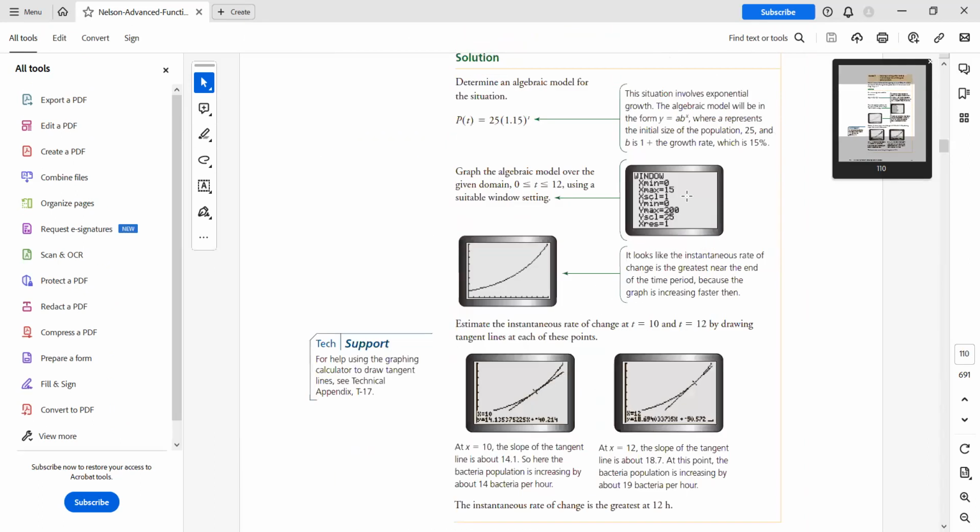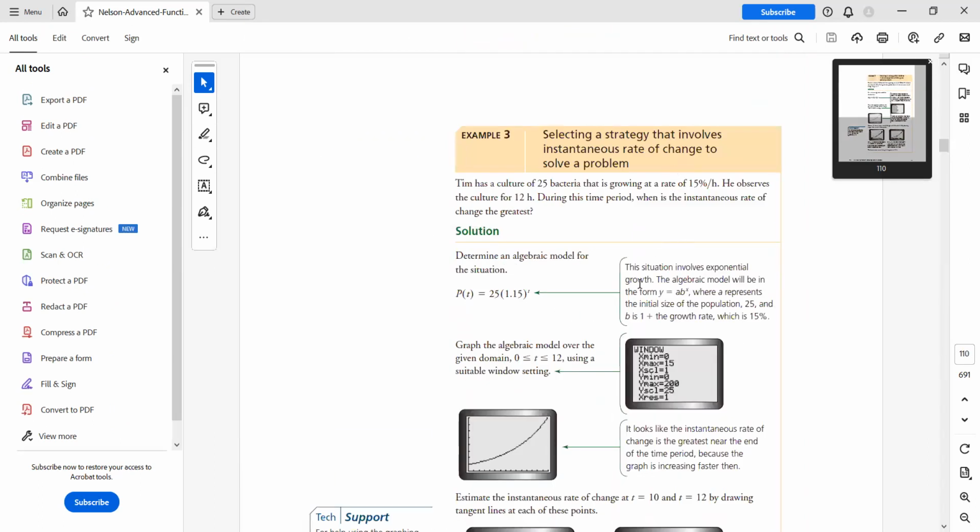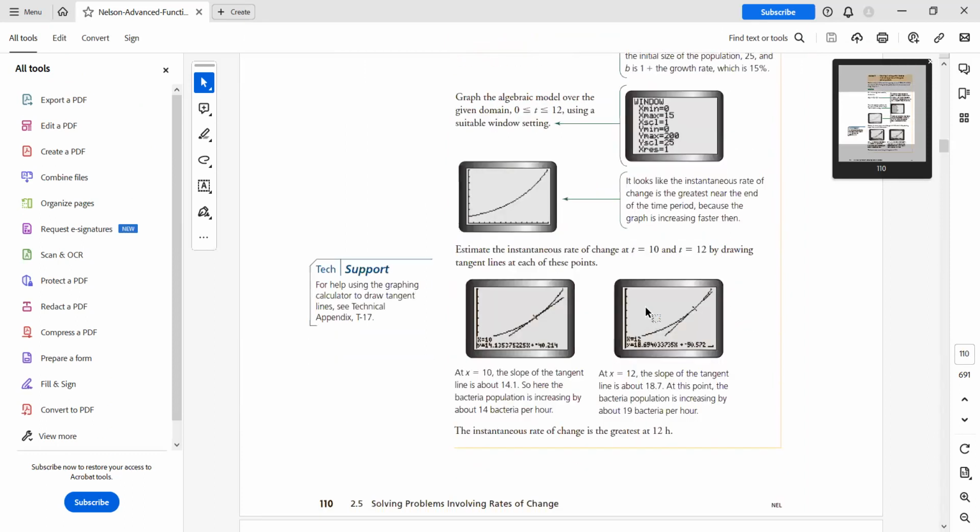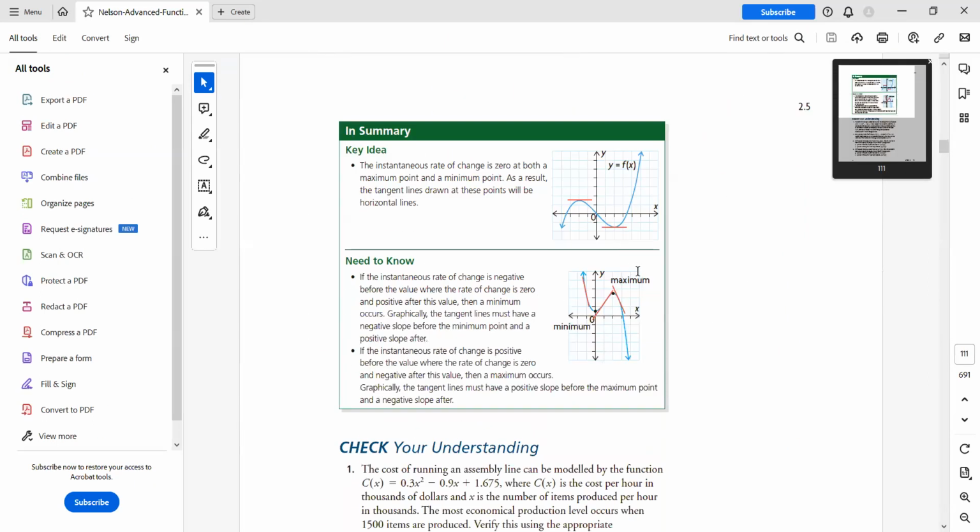We're going to skip this example with the graphical calculator, but the graphical calculator is using the same method, basically, by approximating closer and closer to the point of interest. And let's summarize what we actually learned today. The key idea is that the instantaneous rate of change is zero at both maximum and minimum points. It is very important to understand that the rate of change is going to be zero at both of these points. As a result, the tangent lines drawn at these points will be horizontal lines.